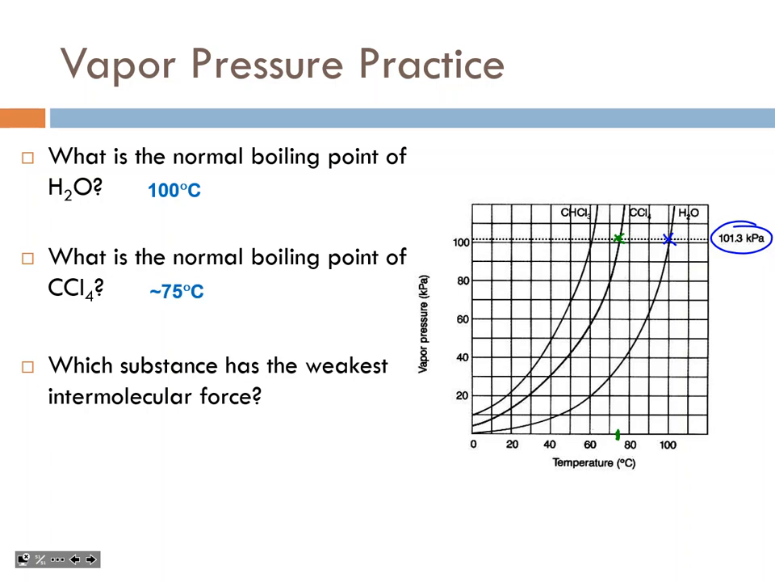And then they could always ask you an intermolecular force one. Which substance is the weakest or which substance is the strongest? Here it's asking you for the weakest. So out of those substances on the curve, which one's going to be the weakest in terms of forces?